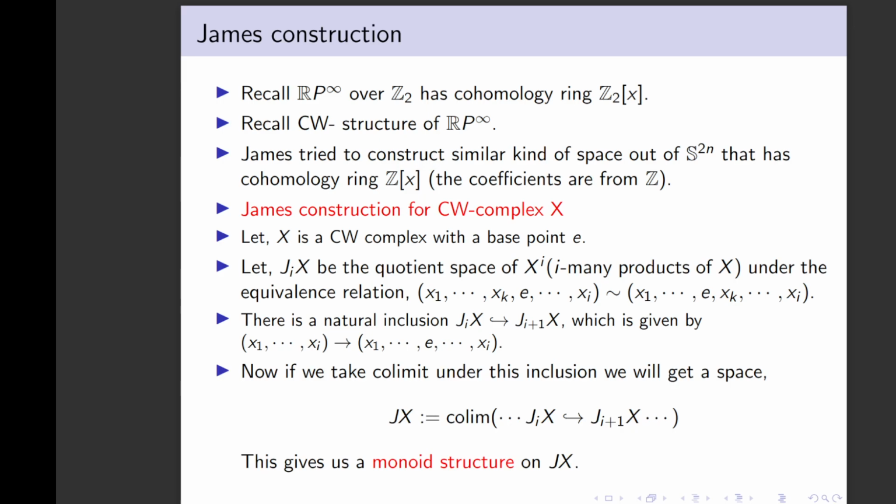Okay, and under this inclusion, you can take the co-limit, and you can construct this JX space. And this space is very interesting because here, you will identify a point like this: x1 and x2, where x1 belongs to X and x2 also belongs to X. This means you have x1, x2 and e in the rest of the places, and you can move this x2 wherever you want because of this identification. So this helps us to give a product structure in this JX. That's why I've said that this has a monoid structure, because we don't know about the inverses.